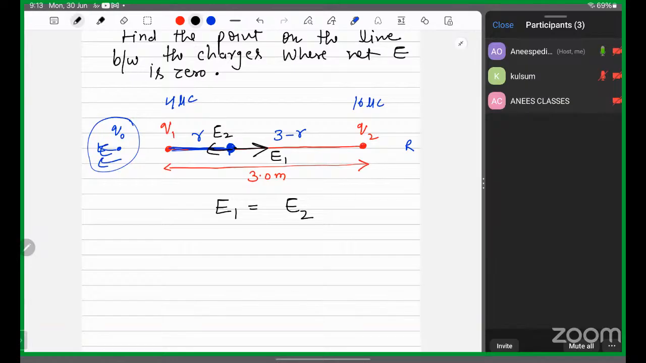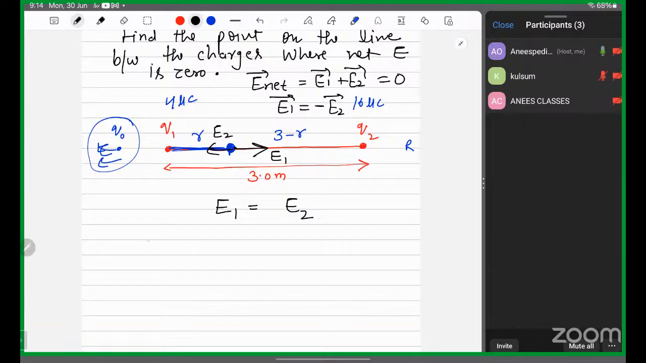If you include direction also, you should write E net equals vector E1 plus vector E2 equals 0. In vector form, it will be E1 vector minus E2 vector. But we are not taking it in vector form, we are taking it in terms of magnitude. So the magnitude of E1 should equal the magnitude of E2, because both are in opposite directions to each other. So E1 equals E2.